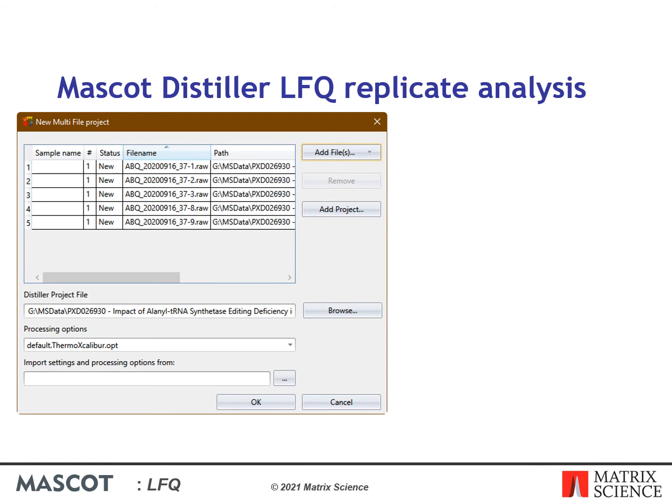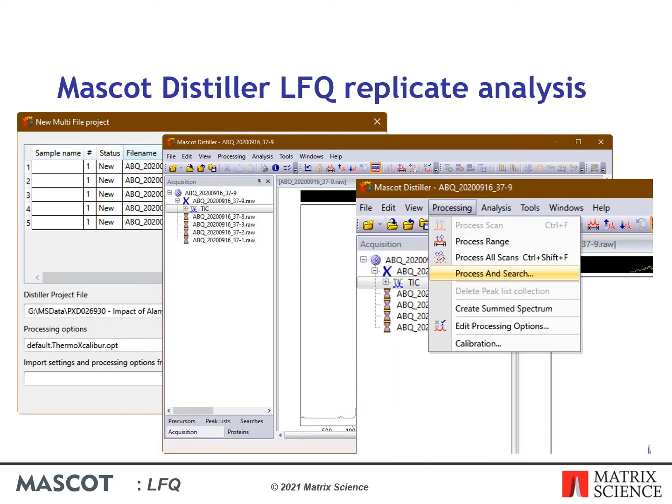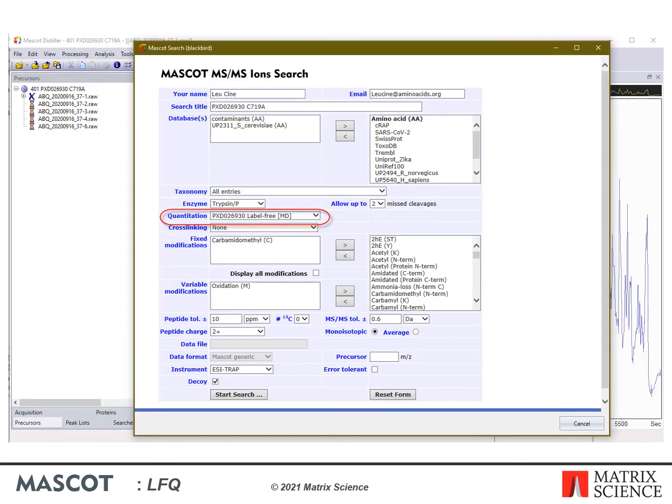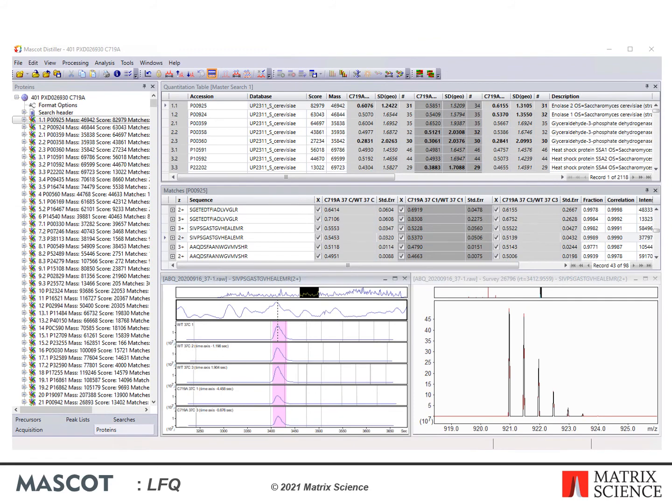We can set up label-free quantitation in Mascot Distiller as a multi-file project. After the dataset is open in Distiller, choose Process and Search to identify the peptides. Set up the search parameters. I like to customize the quantitation method on Mascot server prior to the search. When the search is complete, the next step is to quantitate the dataset. Once quantitation is complete, the results are ready for further analysis.